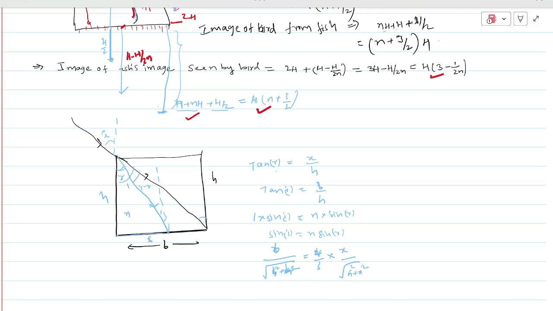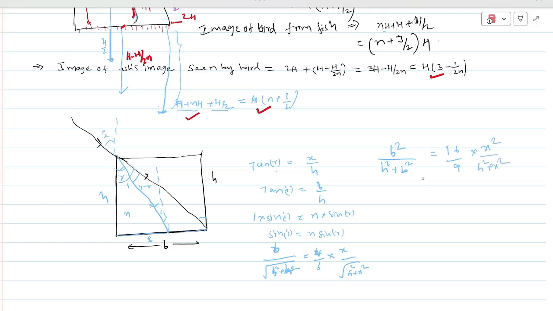Now b is the width of the tank they have given, and h is the height up to which the water is poured. They will ask at what distance the shift happened, what distance you can see, or where it will be touching the bottom. Squaring on both sides, b square by h square plus b square is equal to 16 by 9 into x square by h square plus x square.